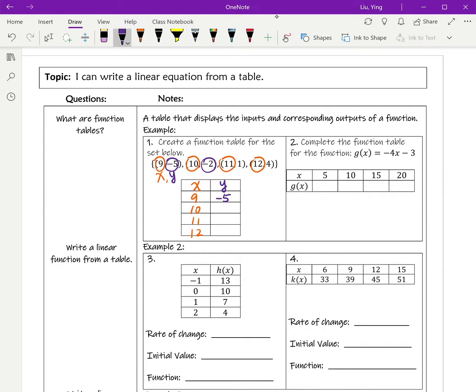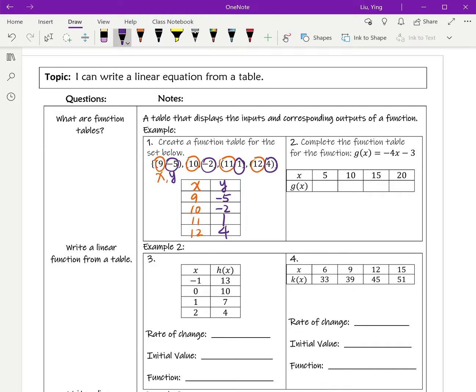And then we have -2, 1, and 4. Make sure that the pairs are lined up. So when you read it again, you can still see, okay, (9, -5), (10, -2), and so on.